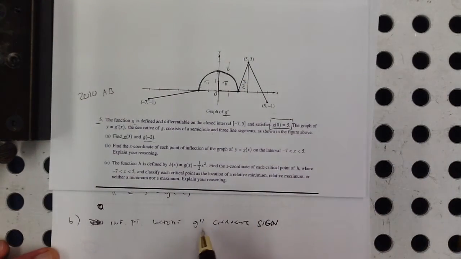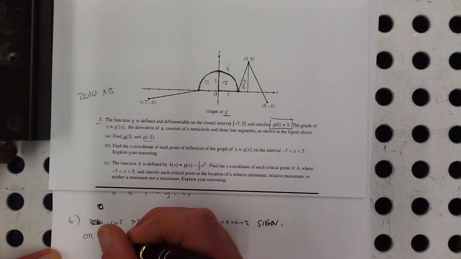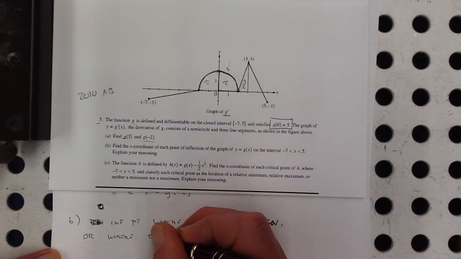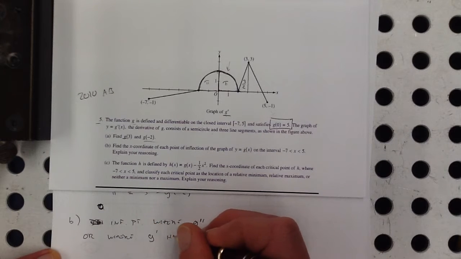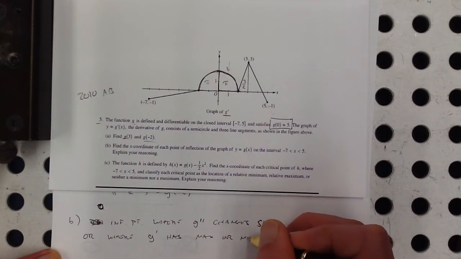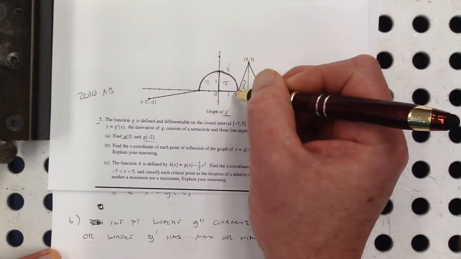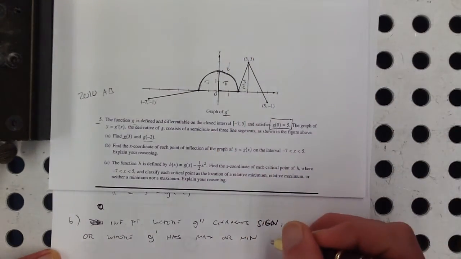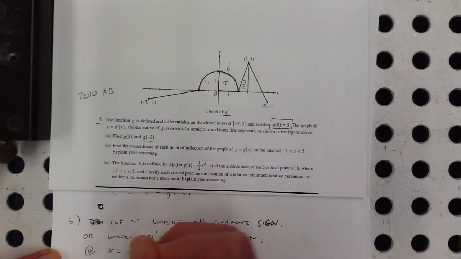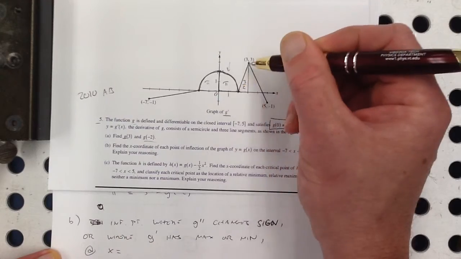So an inflection point is where g double prime changes sign, or in other words, where g prime has a maximum or minimum, because that's where g prime goes from increasing to decreasing or vice versa. So that happens at x equals 0, 2, and 3.